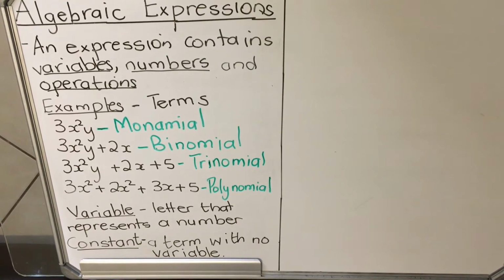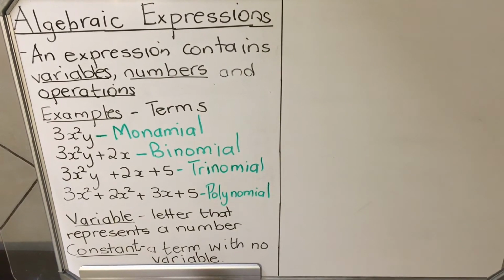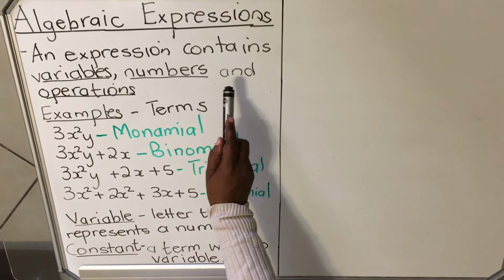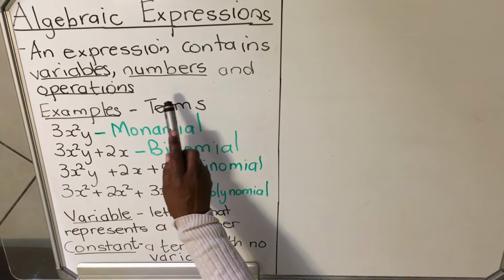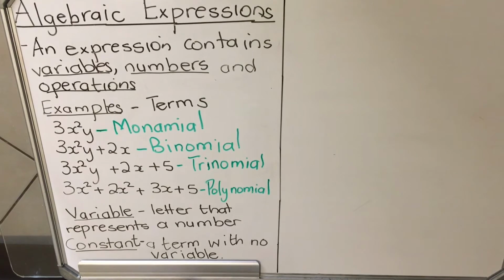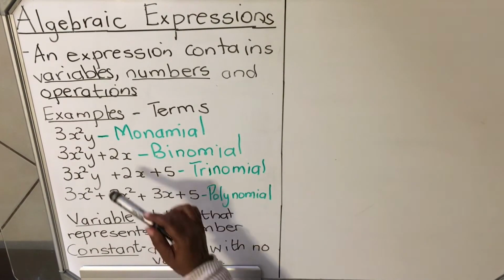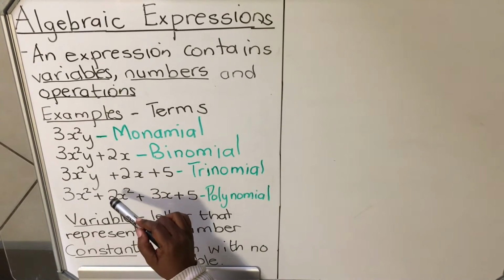This is a lesson on algebraic expressions. Let's first define an expression. An expression contains variables, numbers, and operations, and it does not have an equal sign. When it has an equal sign, it's an equation. So we're going to look at a few examples of expressions.